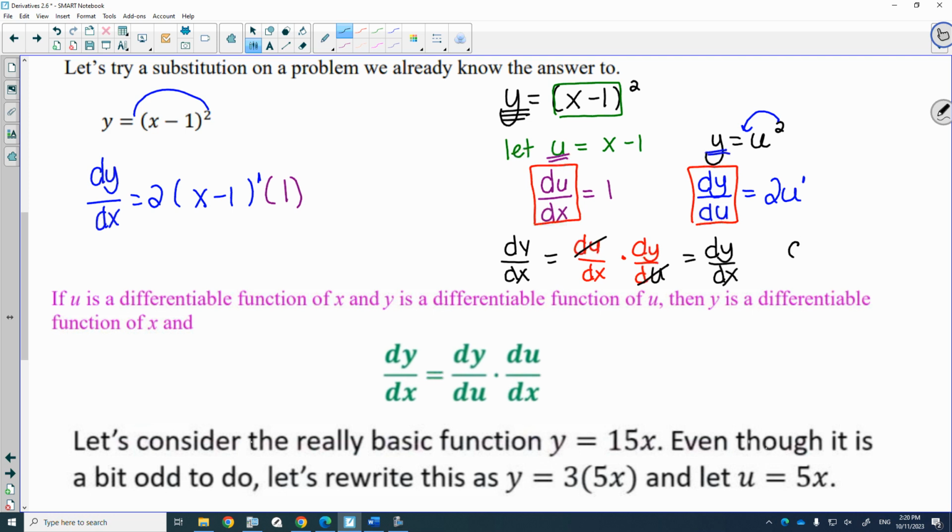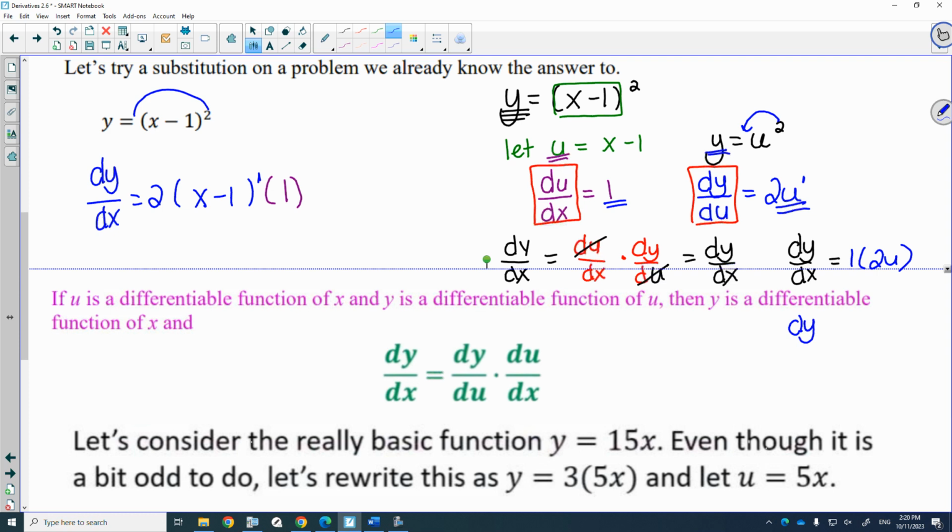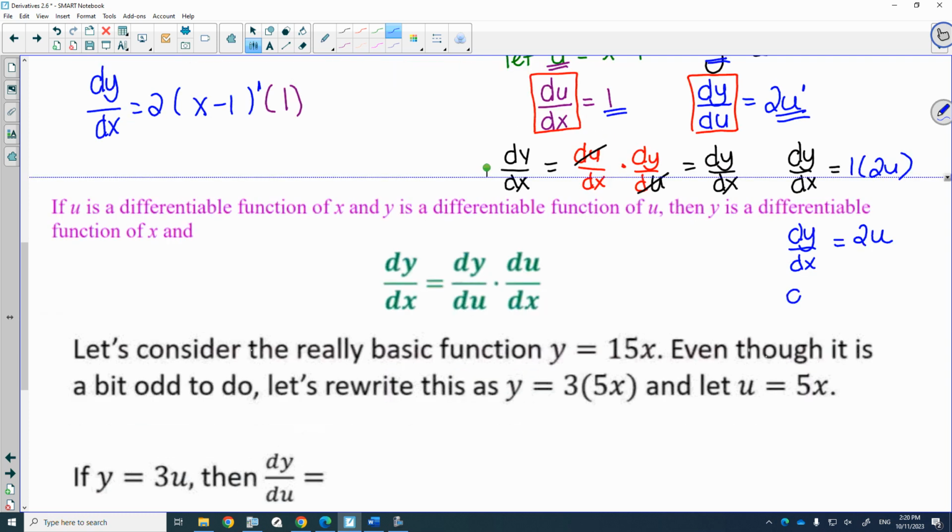Okay, so you're like, what did we just do? What I basically showed you is dy over dx is equal to, we're going to multiply the two derivatives together. 1 times 2u, that is equal to 2u. And then how am I going to end this? I'm going to now substitute back in u, which we said was x minus 1. So dy over dx is equal to 2 times x minus 1, which we know is the answer. Okay, so don't worry if you're like, oh my God, what did she just do? We're going to do several of these and it will make sense.